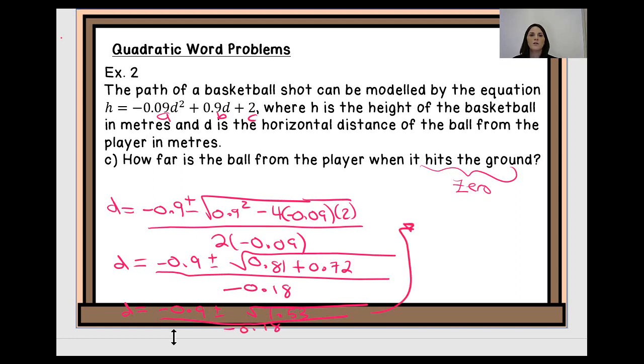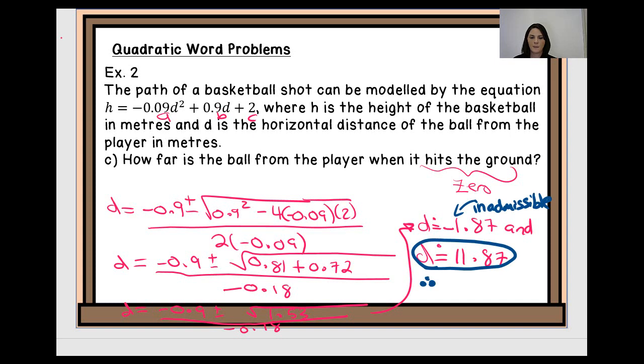Looking underneath the square root, I can see that we have two zeros. So our zeros are d is approximately equal to negative 1.87 and d is approximately equal to 11.87. So the first distance is inadmissible because distance cannot be negative. Therefore, the ball was 11.87 meters from the player when it hit the ground.